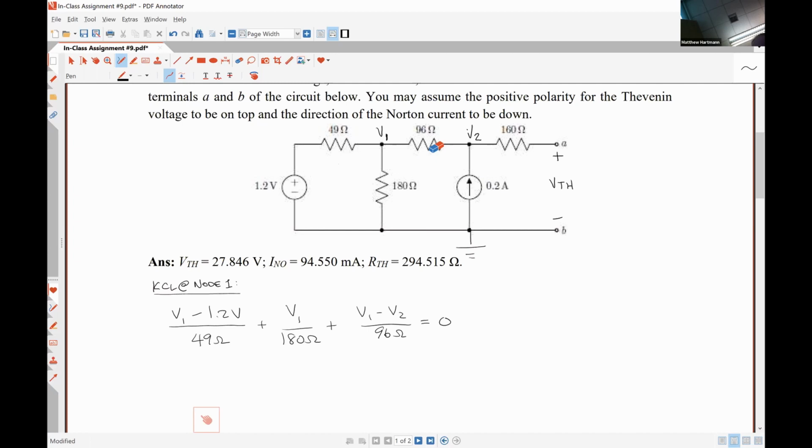Now let's look at KCL at node 2. So we're going to have this guy to the left, this guy down. Technically, we should have this guy to the right as well, but we know that's 0, so we're not going to worry about including it.